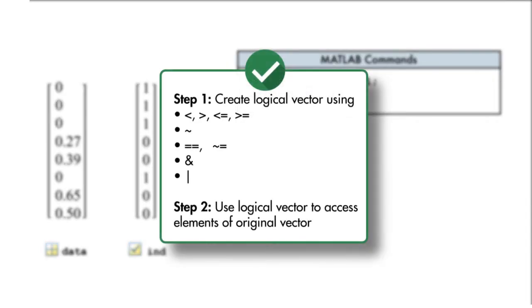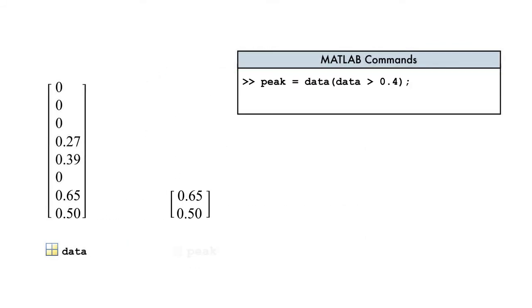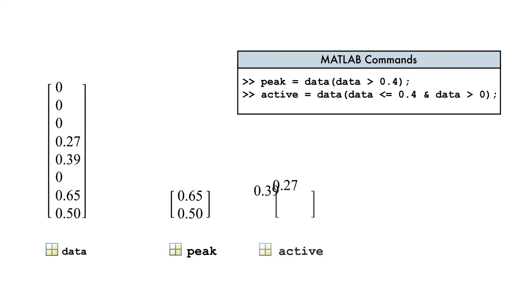First, describe your condition using relational and logical operators, and then use the logical vector to access the elements of the original vector satisfying the condition. Now it's your turn, so get started slicing and dicing your data.